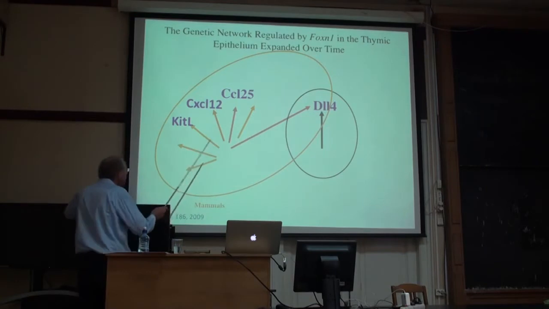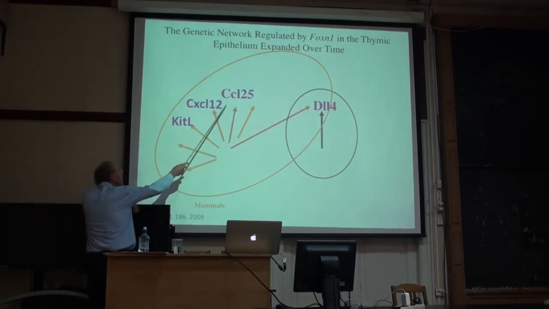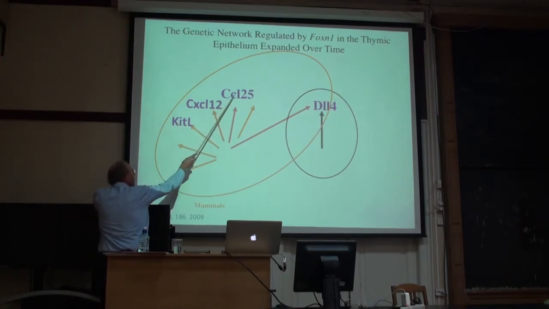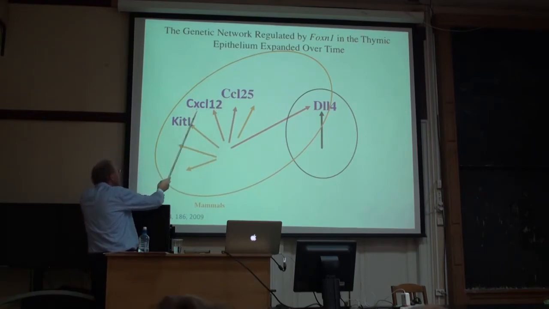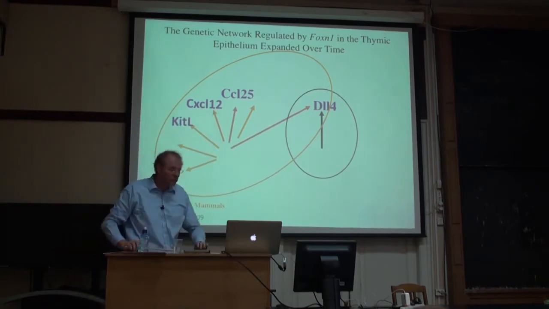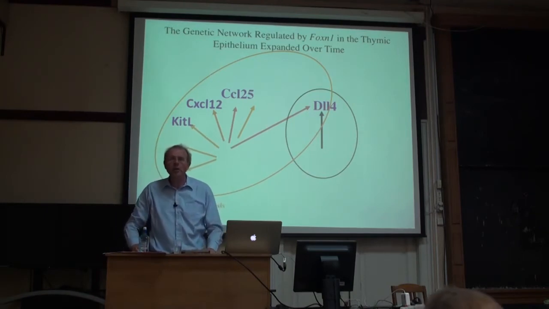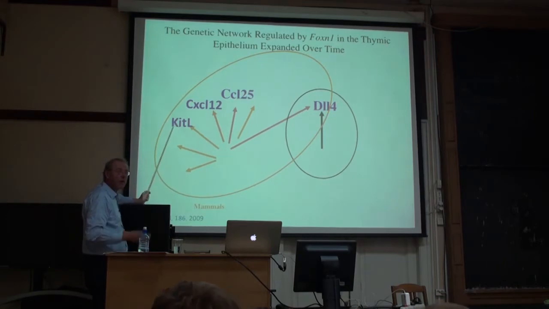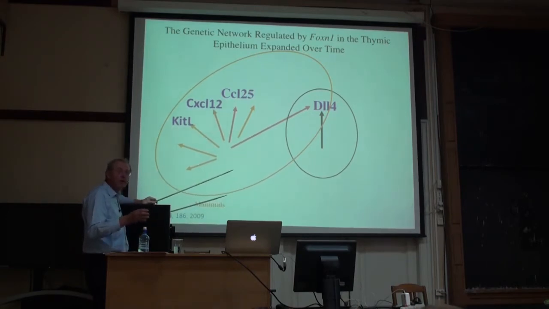This FOXN1 transcription factor also regulates the expression of chemokines. By now you can recognize the nomenclature. Chemokine ligand 25. The exact name doesn't really matter. This is another type of chemokine ligand, number 12. It also regulates the expression of cytokines. Cytokines are molecules that provide survival signals. In this particular case, KIT ligand, the alternative name is stem cell factor. It's a very important hematopoietic growth factor and survival factor.